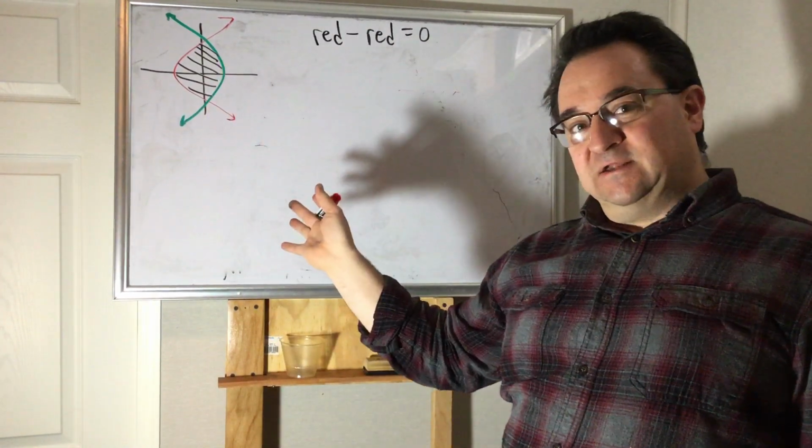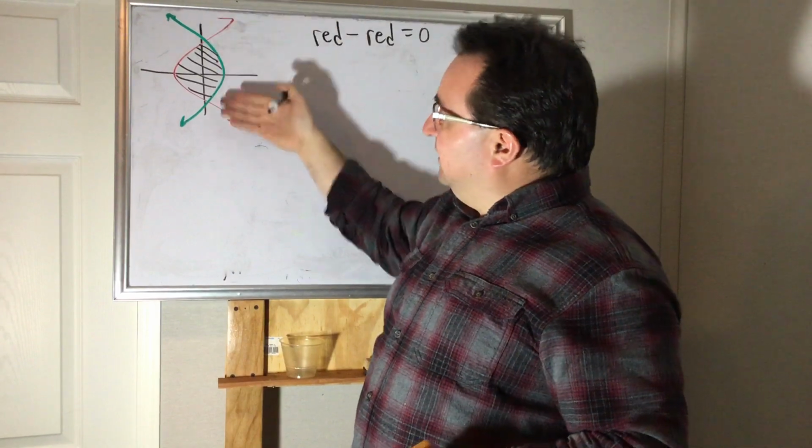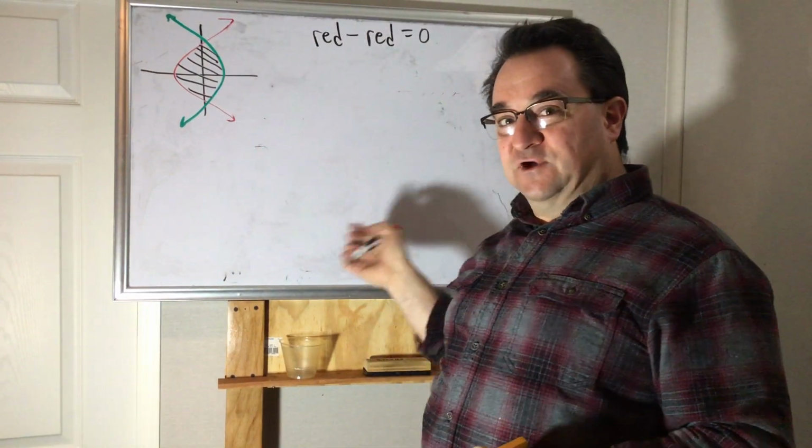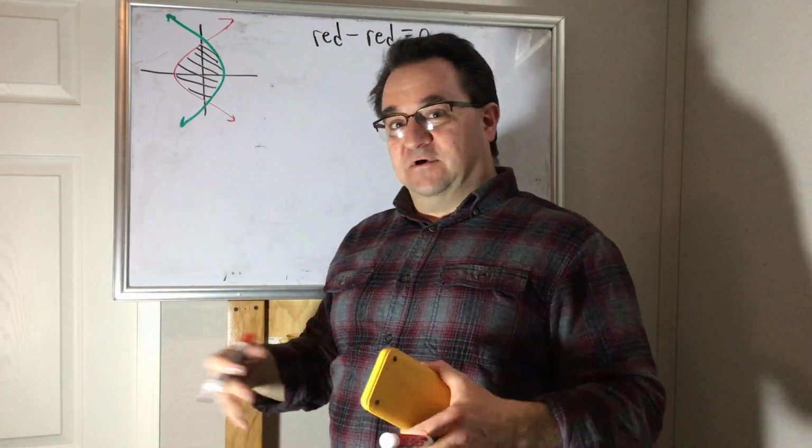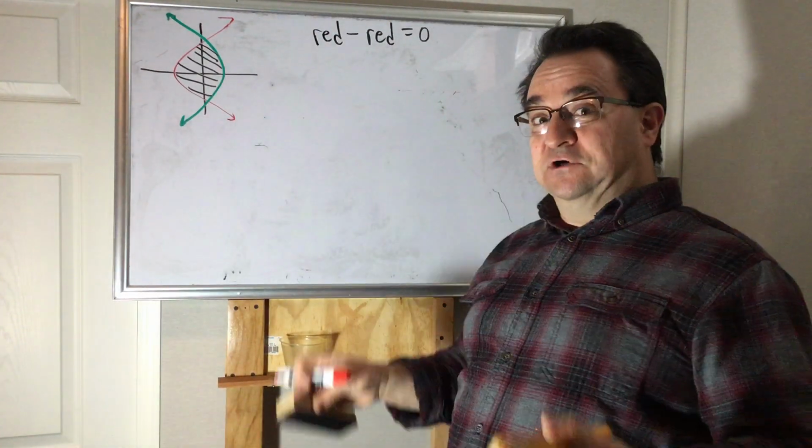You got to flip it on its side. Because now the green is always on the right. That's always the big boundary. And the red is always on the left. The red is always the little boundary.